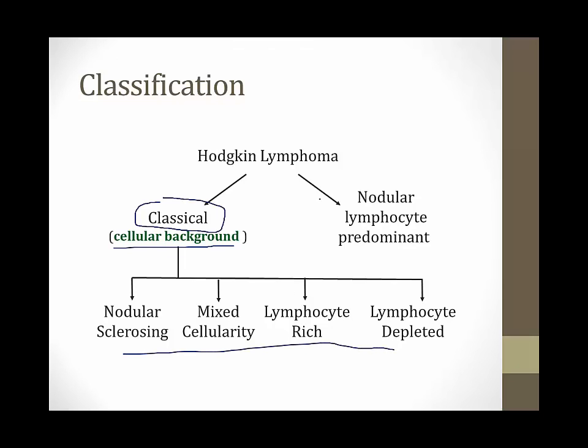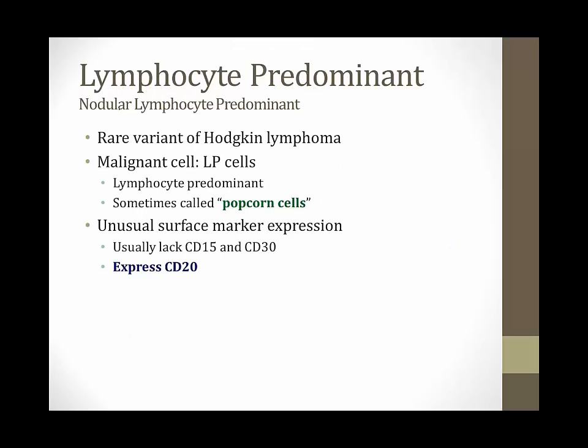There is a rare type that has cells that are a variant of Reed-Sternberg cells, and that's called the nodular lymphocyte predominant type of Hodgkin lymphoma. So we'll talk about that rare type first. This is called lymphocyte predominant or nodular lymphocyte predominant Hodgkin lymphoma. It's a rare variant of Hodgkin lymphoma. In this version, the malignant cells are a variant of Reed-Sternberg cells called LP cells. LP stands for lymphocyte predominant. They're also sometimes called popcorn cells because they look like popcorn. I'll show you a picture of them on the next slide.